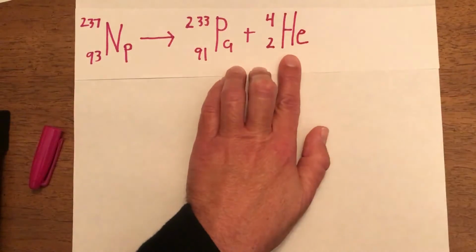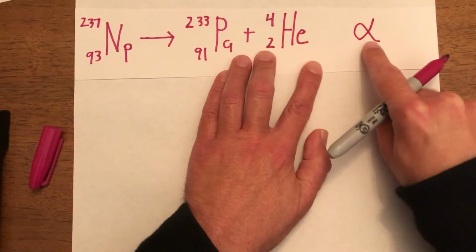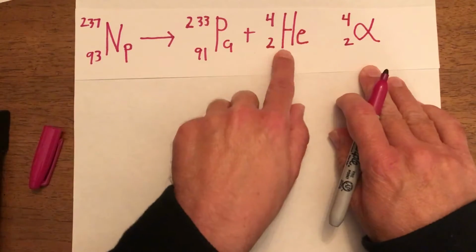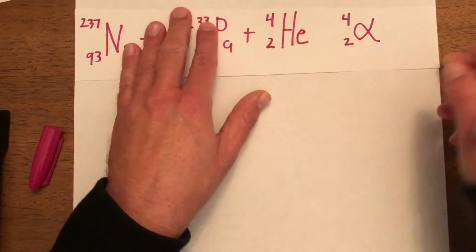By the way, sometimes you also see this written like this. Some books will write the symbol for alpha and a 4 and a 2. So you'll either see the HE with a 4 and a 2 or the alpha symbol with a 4 and 2. Either one's okay.